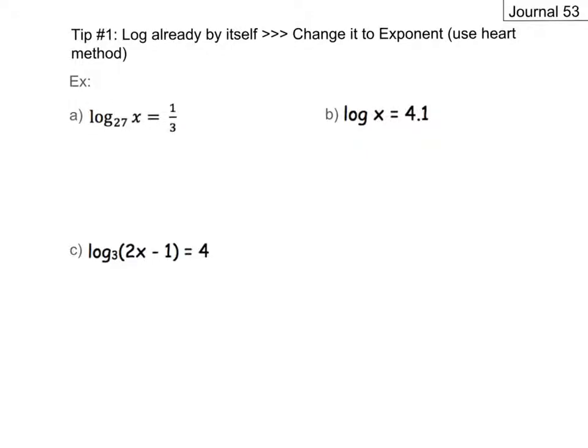Okay, so this is Journal 53. We're not going to do a bell work here. We're going to go straight into today's lesson.